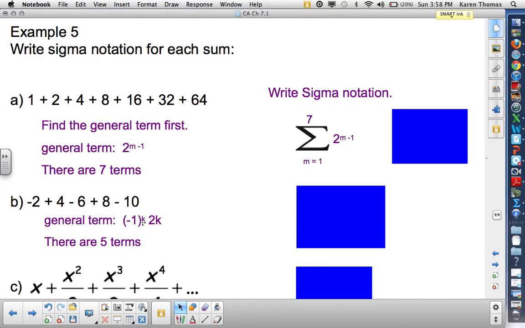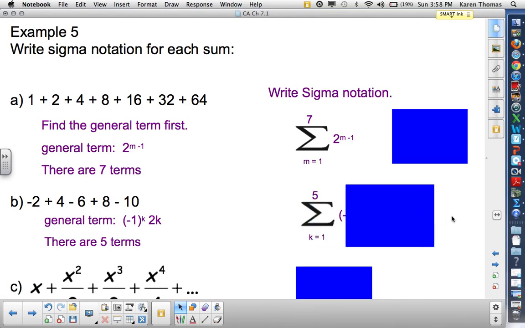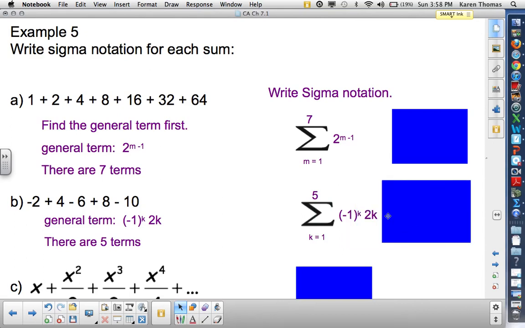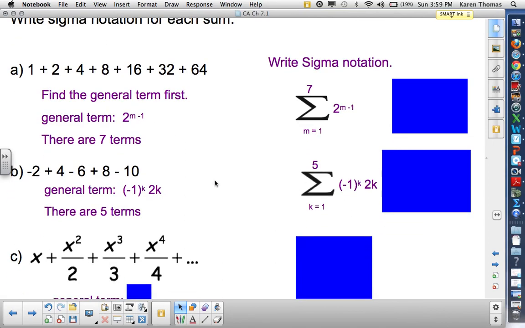The general term for b, I found to be negative 1 to the k times 2k. That is an alternating sequence, so I know that negative 1 to the k will always be in an alternating sequence. There's 1, 2, 3, 4, 5 terms. And I put it in sigma notation. The variables I just made up, okay? I just made up the variables.